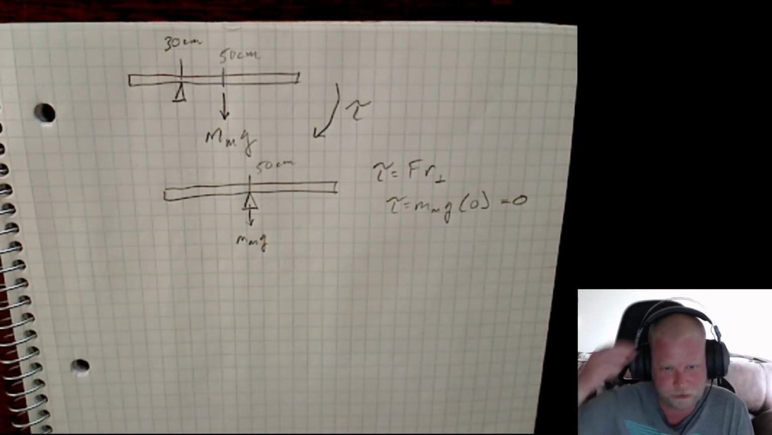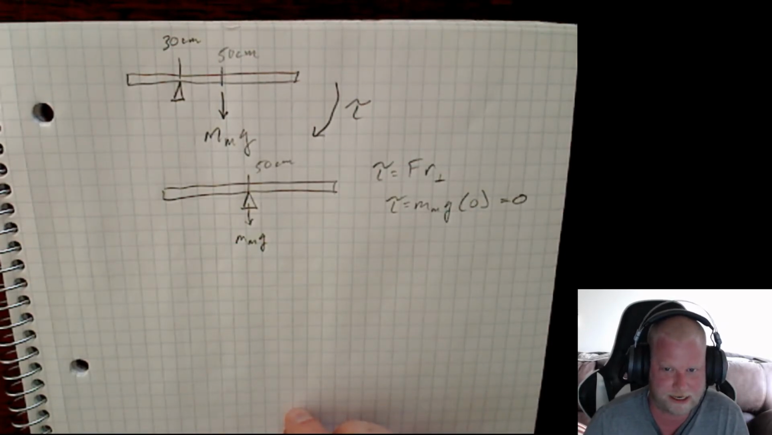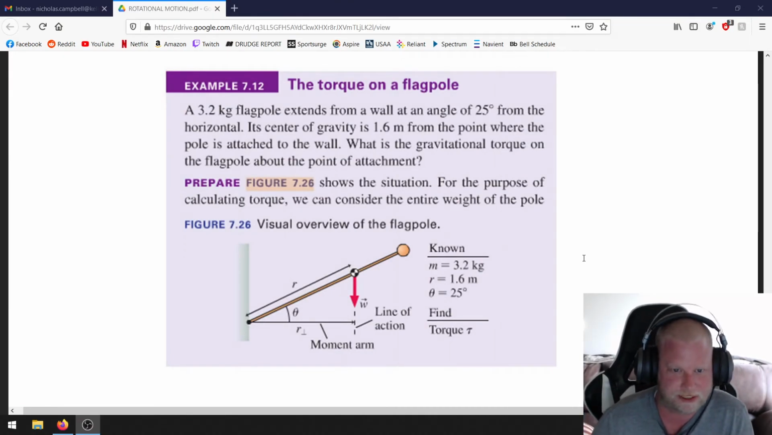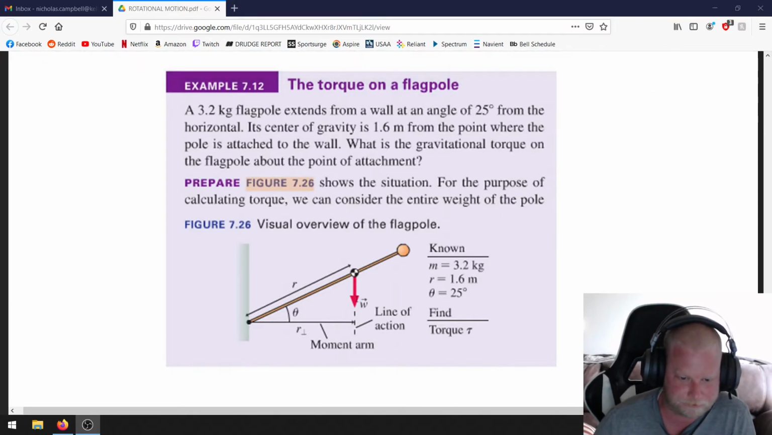So let's take a look at this in action. In example 7.12 in the notes, we've got a 3.2 kilogram flagpole. It extends from the wall at an angle of 25 degrees from the horizontal. Its center of gravity is 1.6 meters from the point where the pole is attached to the wall. What is the gravitational torque on the flagpole about the point of attachment? So first off, they've done us a favor and drawn all this out. Now notice they've drawn the line of action, meaning that they've extended that vector into infinity.